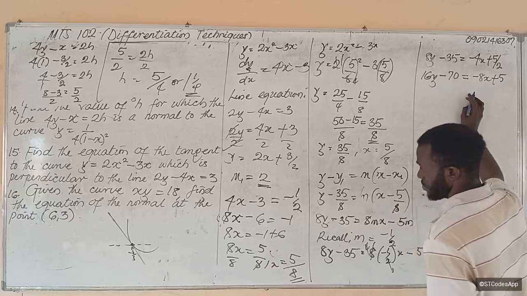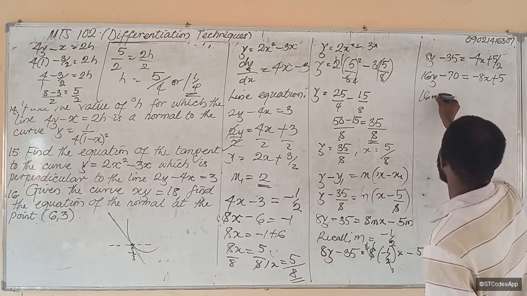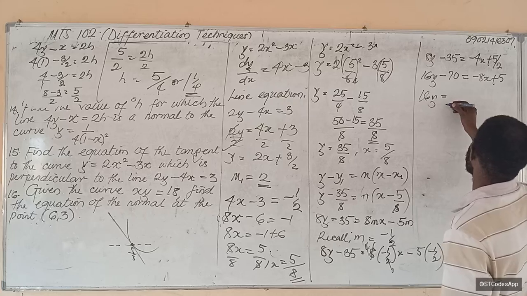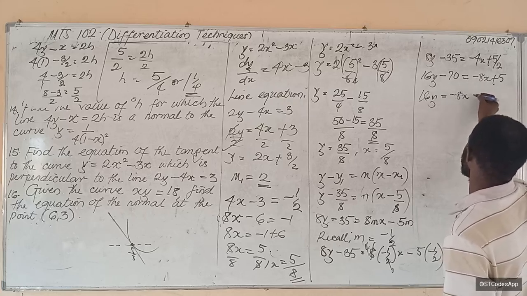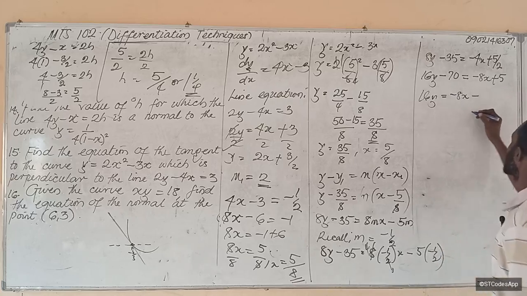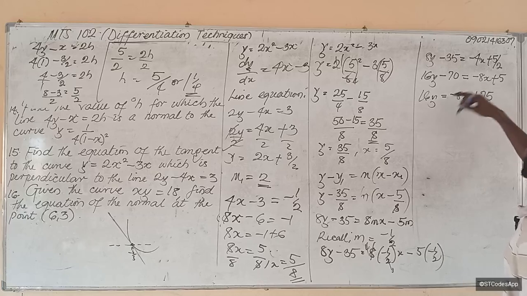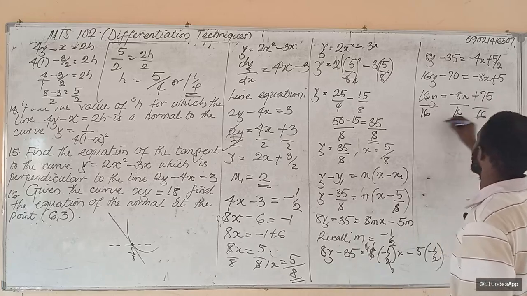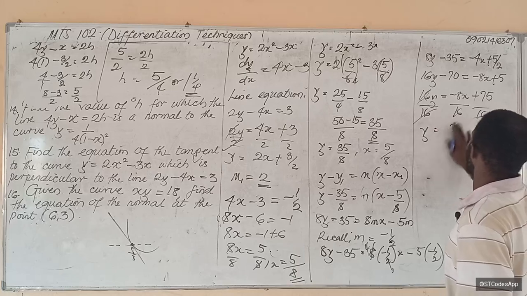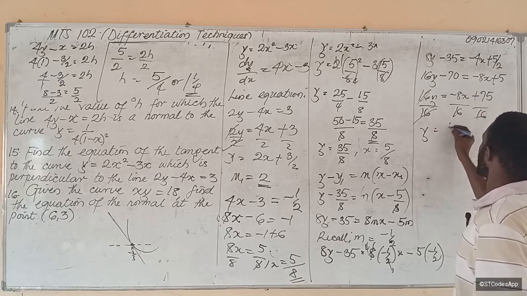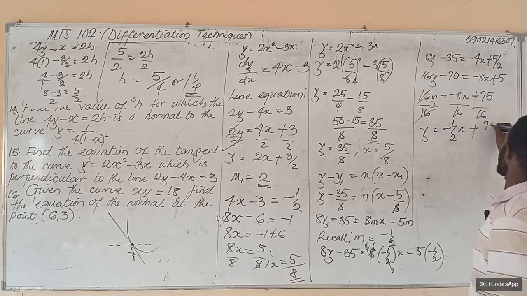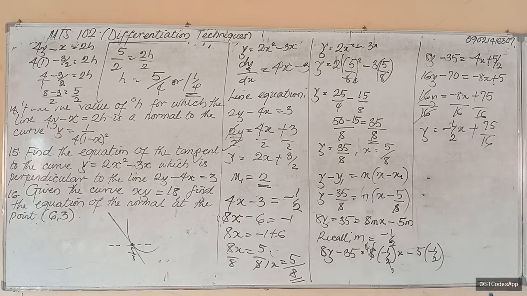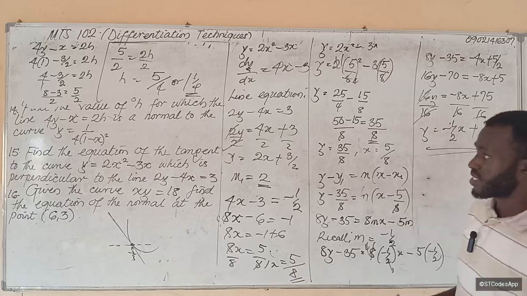Alright, so you can now write this as 16y is equal to, let's bring this guy here, minus 8x plus 75. And you can now divide through by 16. So y will be equal to minus 1 over 2 x plus 75 over 16. So now this will be the equation of the tangent.